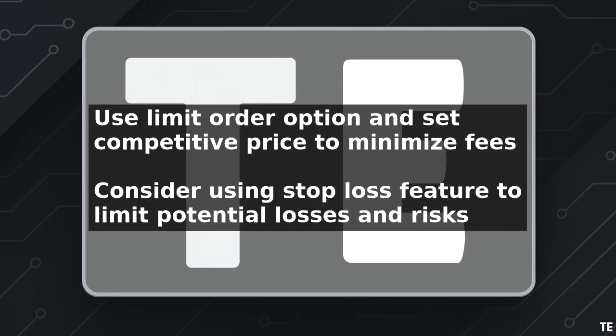In conclusion, converting Bitcoin to USDT on OKX is a straightforward process that requires you to log into your account, navigate to the trading page, select the Bitcoin USDT pair, and complete the transaction using either Market or Limit Order. Always review the transaction details carefully and consider using the Limit Order option and Stop Loss feature to minimize fees and risks.